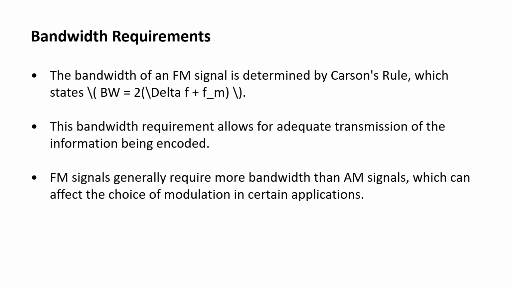Bandwidth requirements. The bandwidth of a frequency modulation signal is determined by Carson's rule, which states BW = 2(Δf + fm). The bandwidth requirement allows for adequate transmission of the information being encoded. Frequency modulation generally requires more bandwidth than amplitude modulation signals, which can affect the choice of modulation in certain applications.